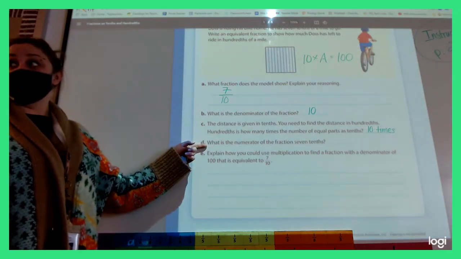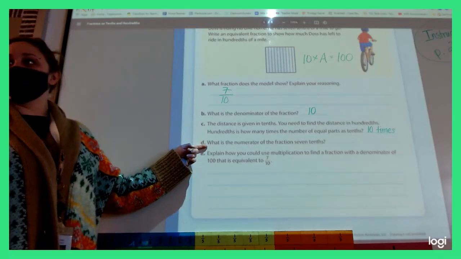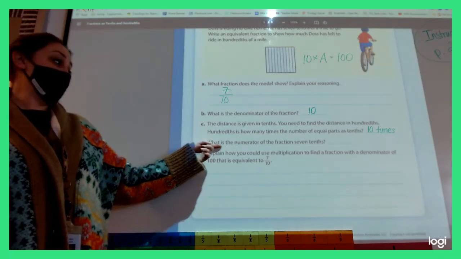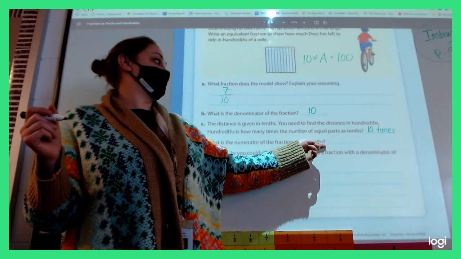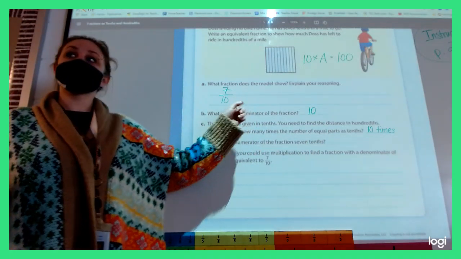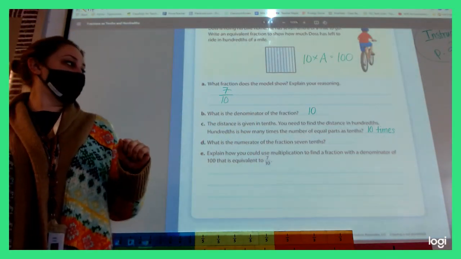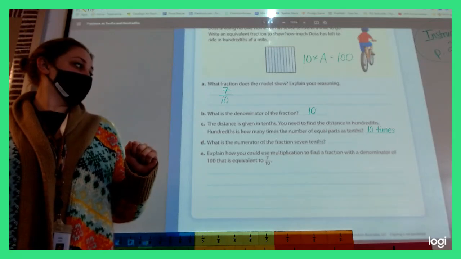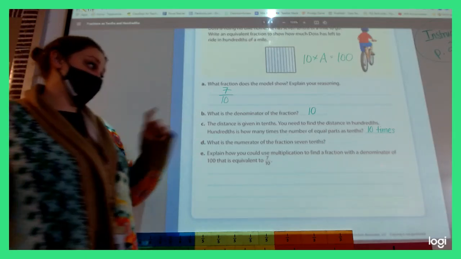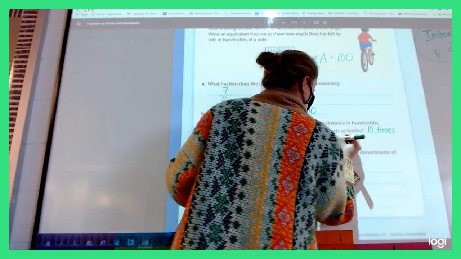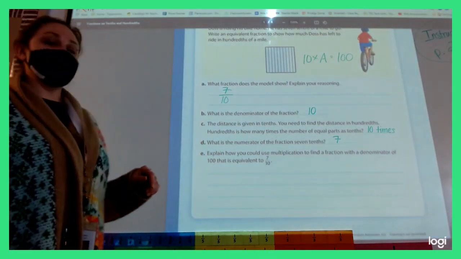Our next question is very easy. So I'm going to call a victim so everyone get prepared. What is the numerator of the fraction 7/10? Liam? 7. Numerator 7. Nice job. Our numerator is 7.